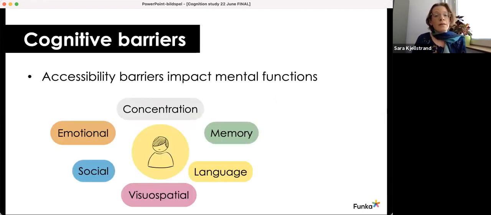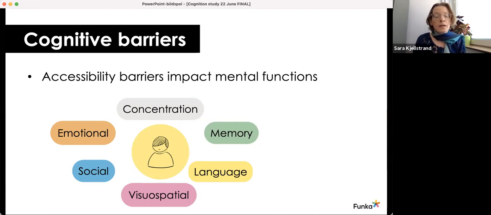So cognitive barriers on the web, what is it about? When you look at web accessibility in terms of physical impairments, it's a lot about accessing the information. Cognitive accessibility is also about not only accessing, but really understanding the information and seeing how you can manipulate and deal with it.